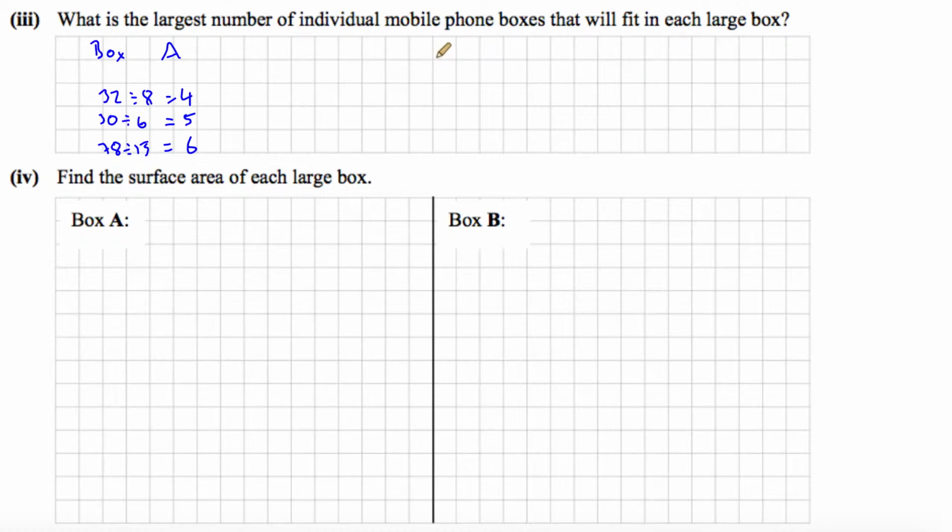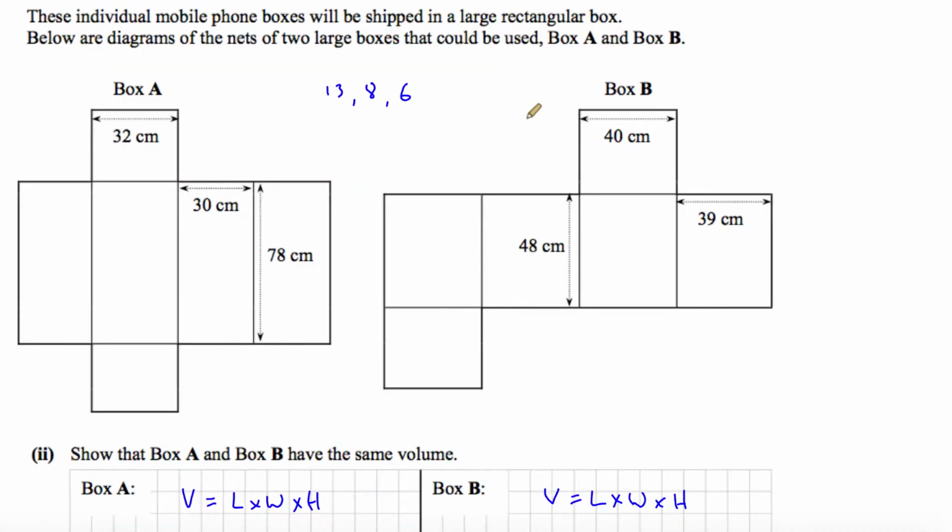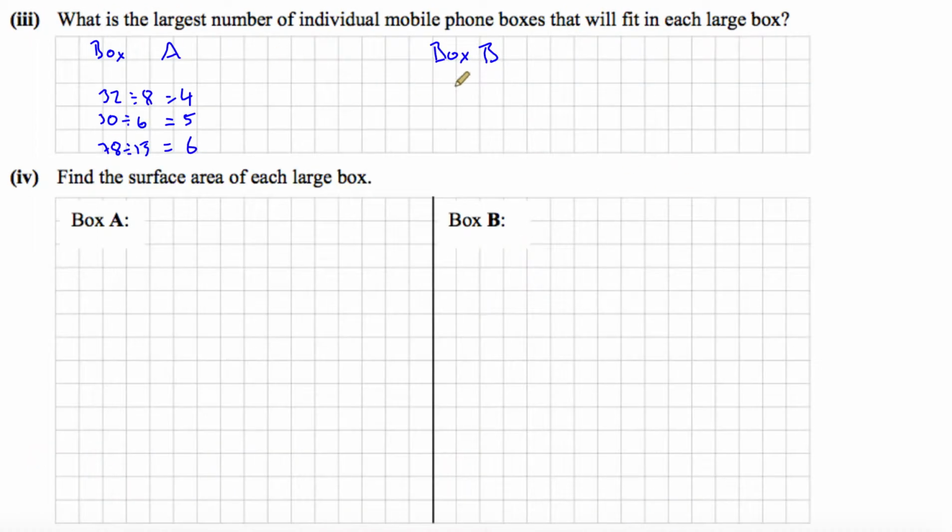So let's see with box B what the situation there is. So box B, we've got 40, 48 and 39. So again, we can see that 40 can be divided by 8, 48 divided by 6, and 39 can be divided by 13. So there we go. 48 divided by 6 gives 8. 40 divided by 8 gives 5, and 39 divided by 13 gives 3. So box A and box B can be filled to the very top.